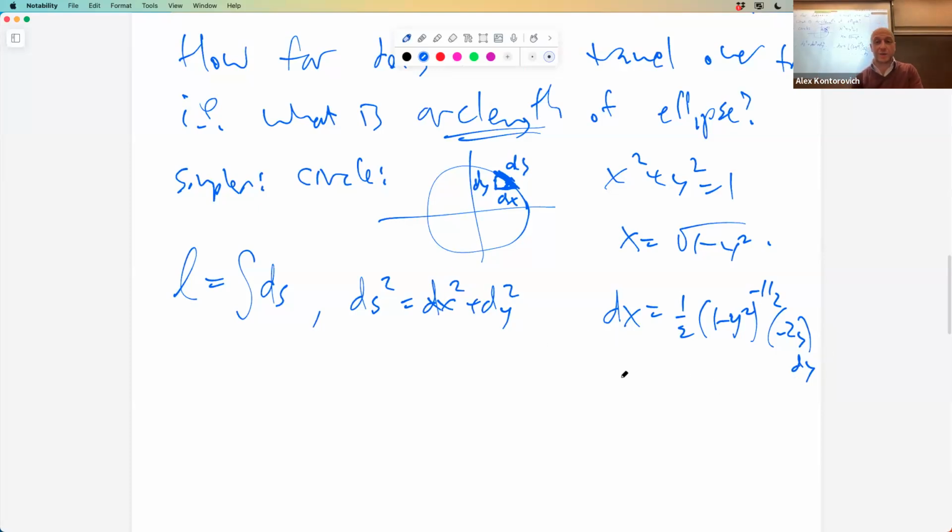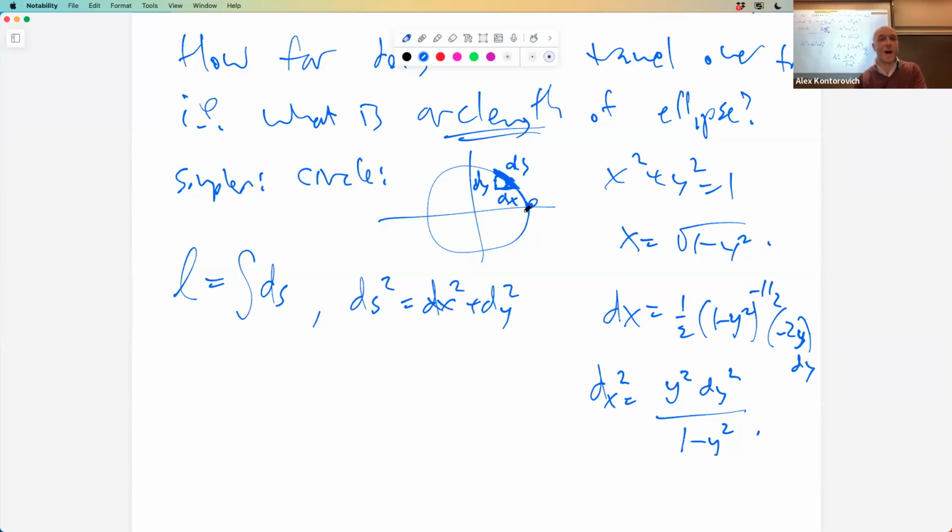Okay, so I want dx squared. So let's square everything. So dx squared, the 2's cancel, the minus sign I don't care about. That's a y, so I get a y squared on top, I get a dy squared, and on the bottom, I get 1 minus y squared. Does everybody get that for their calculation? Okay, so if I want the arc length, so let's see.